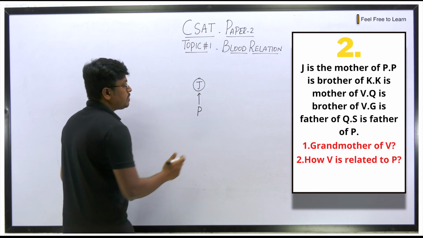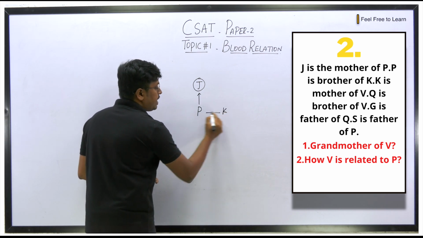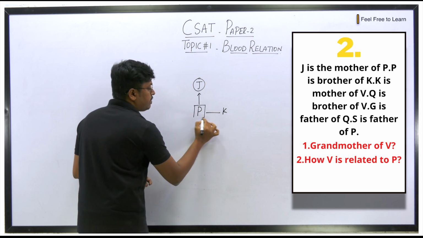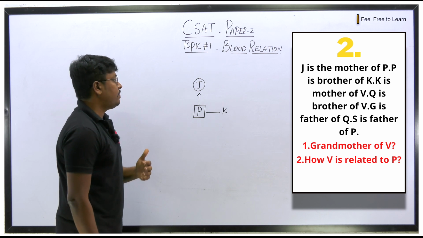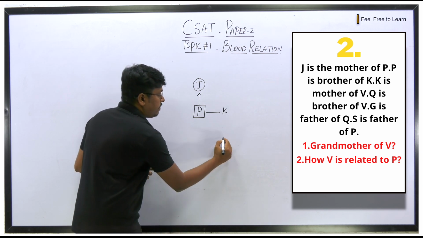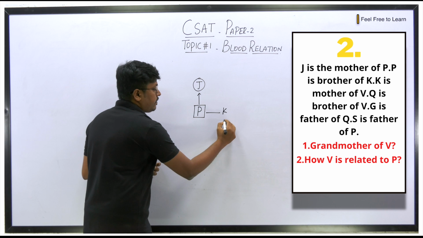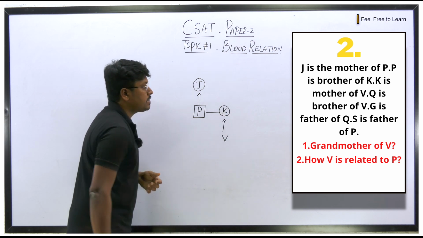So K's brother is P. If K is calling P a brother, then definitely P will be a male person. K is mother of V. So V's mother is K. If it is a mother, then K will be a female person.